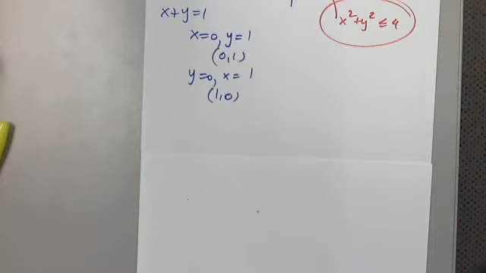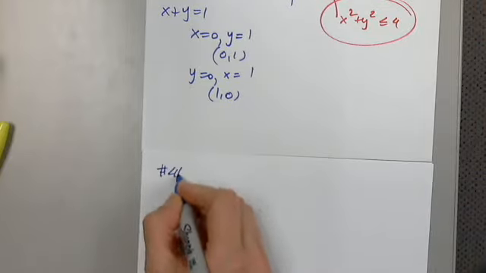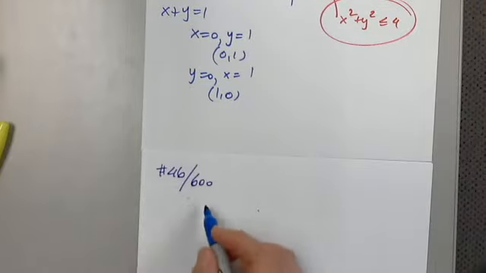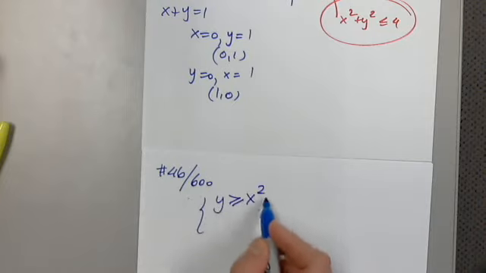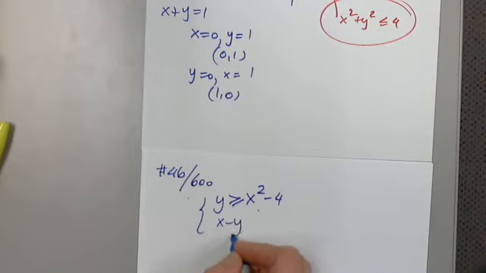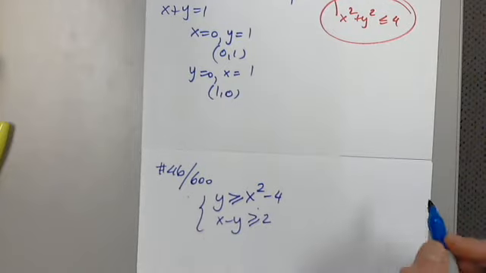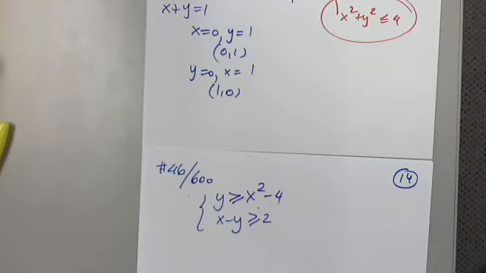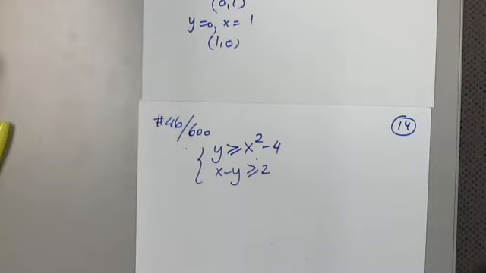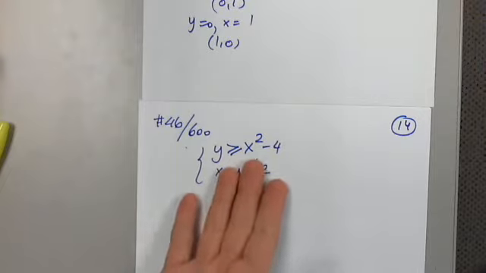Any preference? Any type of function? Yes, let's take a look at this one, number 46 on page 600. y greater than or equal to x squared minus 4, and x minus y greater than or equal to 2. Is this a linear system of inequalities or nonlinear? Nonlinear, because this is linear, but this is not linear.